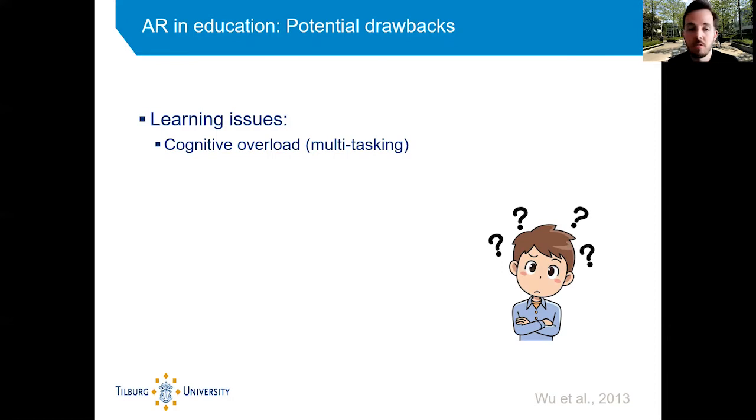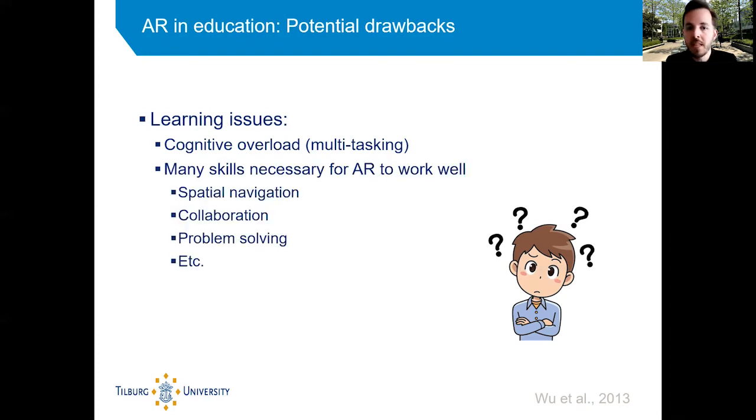Cognitively, once you know how to read, it's just one type of activity that you're carrying out. But often in the case of AR and VR, you need to do a lot of things at the same time. And pupils might not be ready for this yet. So you need many skills for AR, but also for VR to work well.